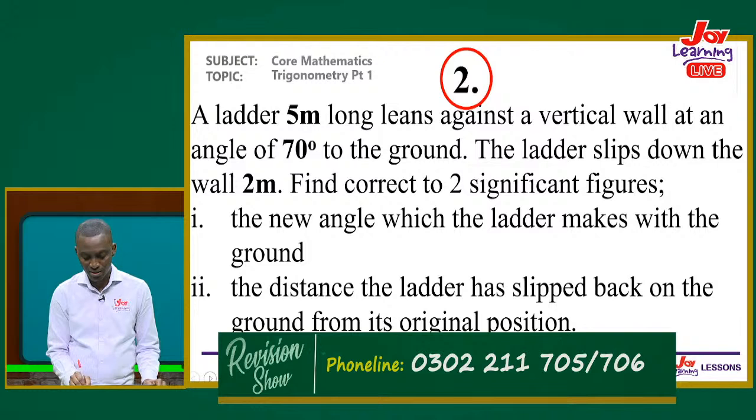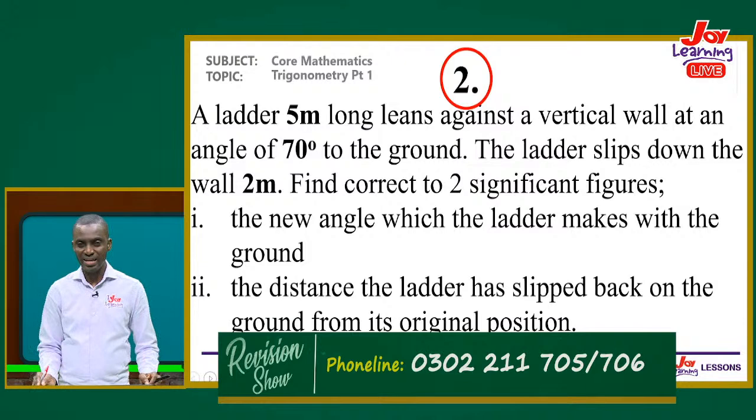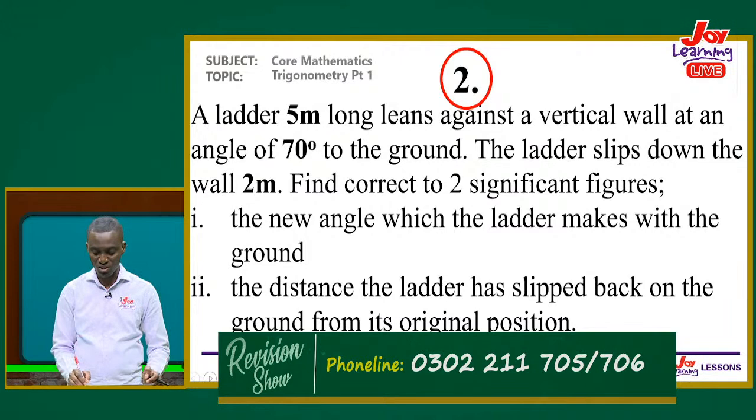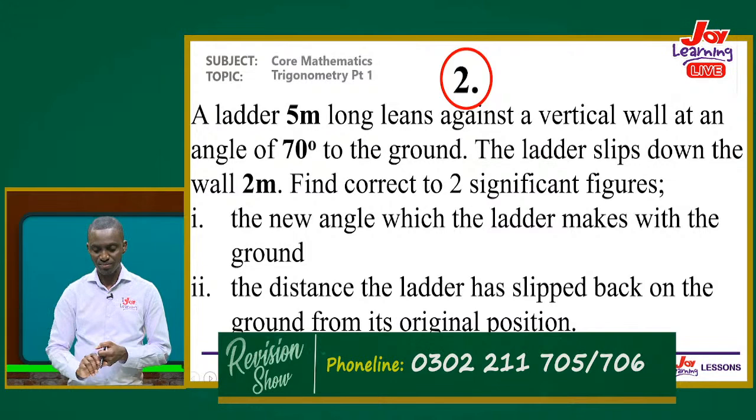For the first part, is it the angle that it makes with the ground? Yes, please. Good. And then the distance it slips down the ground from the original position is what? Oh, sorry, Emmanuel. Emmanuel has turned out the first answer, question 2, Roman numeral 1, as 5.74 degrees, and for the second part, I'm sure he'll come back and give us the answer to that. All right, so the line still remains.